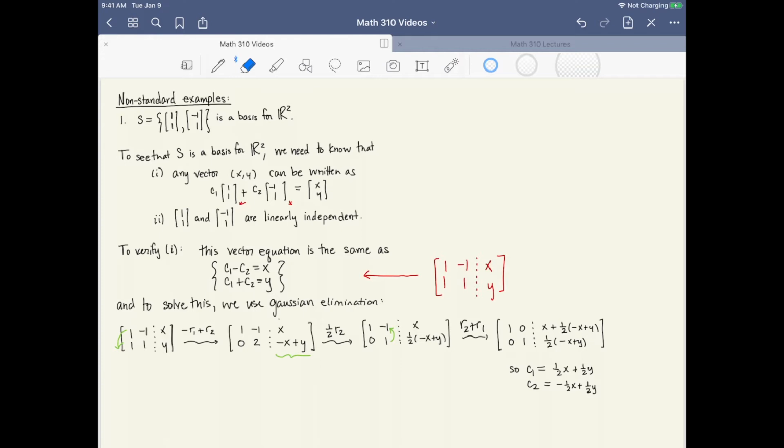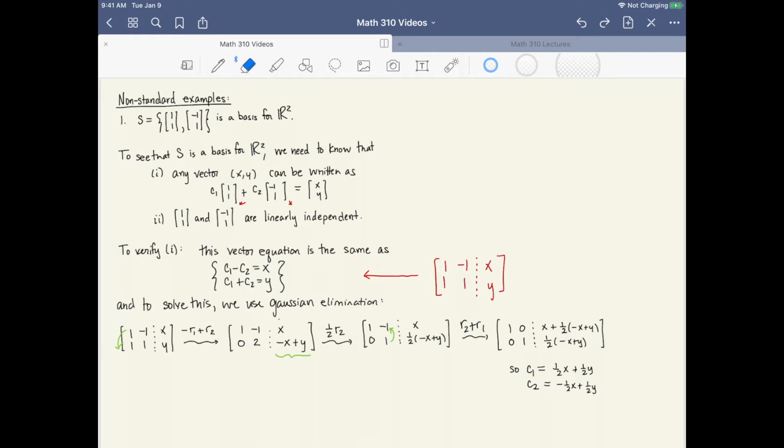So if your vector was, say, 7, 11, then you would have 7 and 11 plugged into this equation, giving you your correct C1 and C2 for that particular vector. So anything in R2 can be written because this equation can always be solved no matter what x and y are. So good, we've verified 1. Any vector in R2 can be written as a linear combination of 1, 1 and minus 1, 1. Now we're going to look at 2.